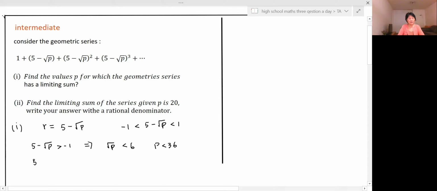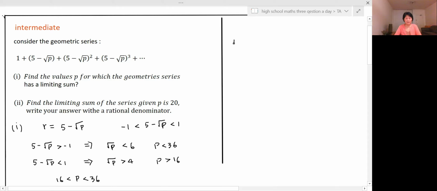If 5 minus the square root of p is less than 1, then the square root of p is larger than 4. Then p will be larger than 16, squaring both sides. So for the geometric series to have a limiting sum, p must be between 16 and 36.